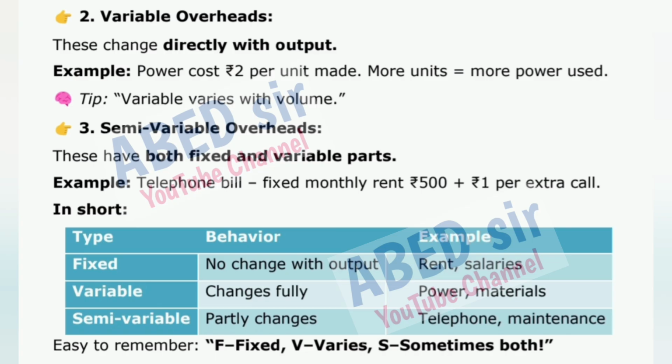3. Semi-variable overheads. These have both fixed and variable parts. Example, telephone bill, fixed monthly rent 500 rupees plus 1 rupee per extra call.